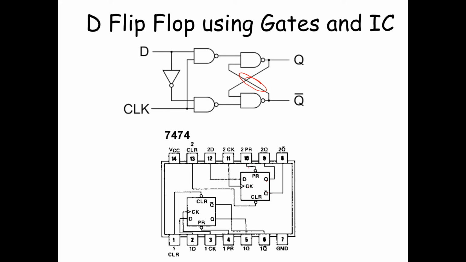So in reality, you have 4 inputs for a D and 2 outputs. So it takes 6 pins here, 6 legs of the IC. And then this one will take 6 legs.